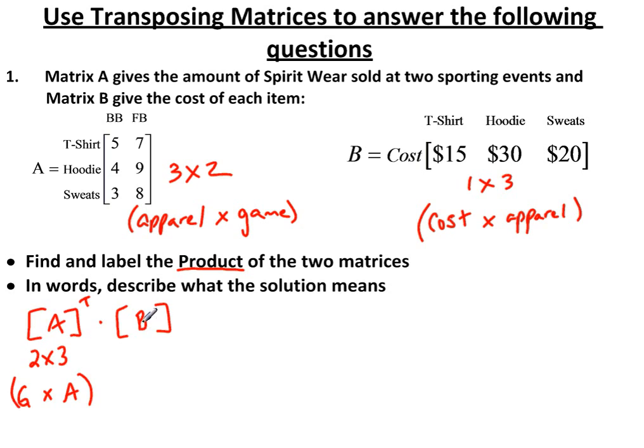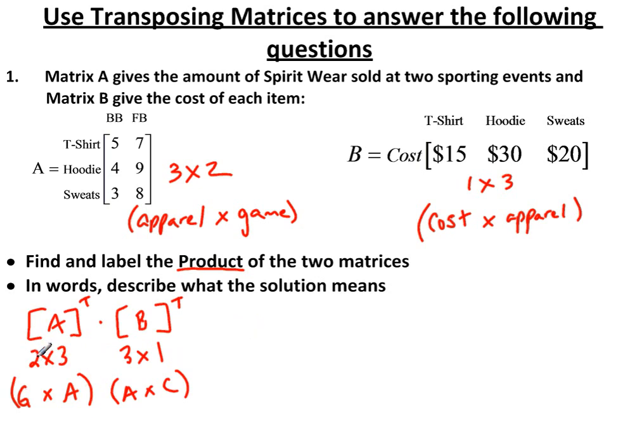And if I look at matrix B and I transpose it, that now becomes a 3 by 1 matrix. And if I transpose it, the units transpose, so this is apparel by cost. Now I can actually multiply these together because the column of the first and the row of the second are the same, and the units, they're both apparel. So now I can multiply these together.